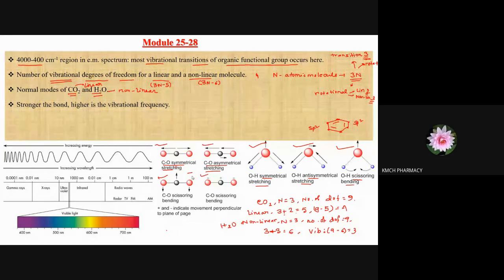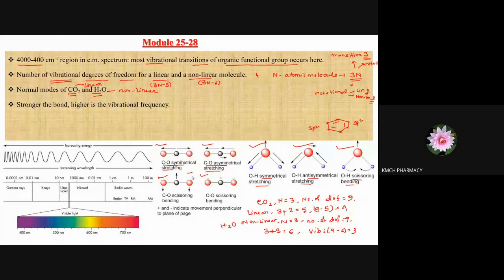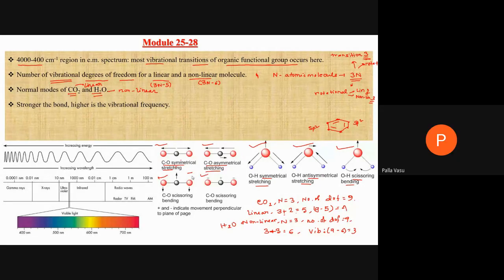In every mode, you will need to see if there is a change in the dipole moment of the molecule. I will come to that. If there is a change in the dipole moment, then it will show IR activity. Anybody else?